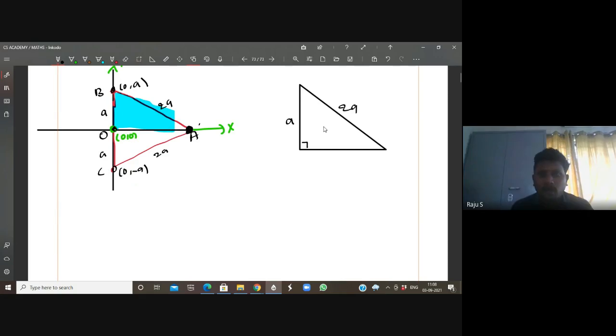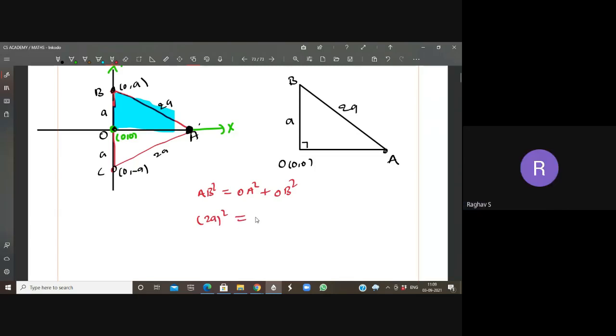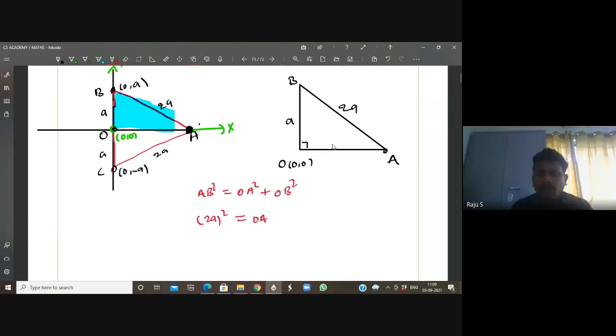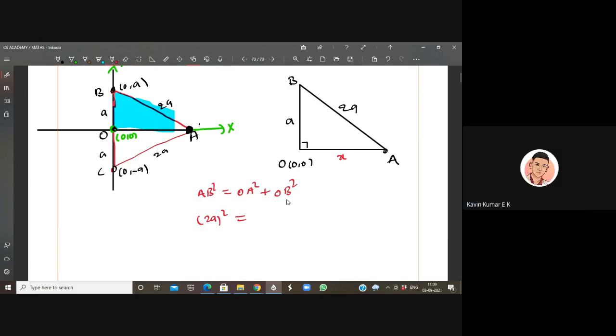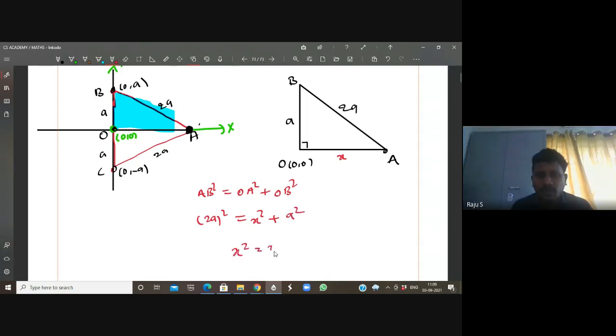I'm going to take this as O (0, 0), and this is capital A, this is capital B. Now with the help of Pythagoras theorem, what shall we write? AB square is equal to OA square plus OB square. AB is 2a, the whole square, is equal to OA square plus OB square. Here OB is root 3a. OA value I want to take as x. So in place of OA, I write x square plus a square. From that, x square is equal to 3a square. Got it?